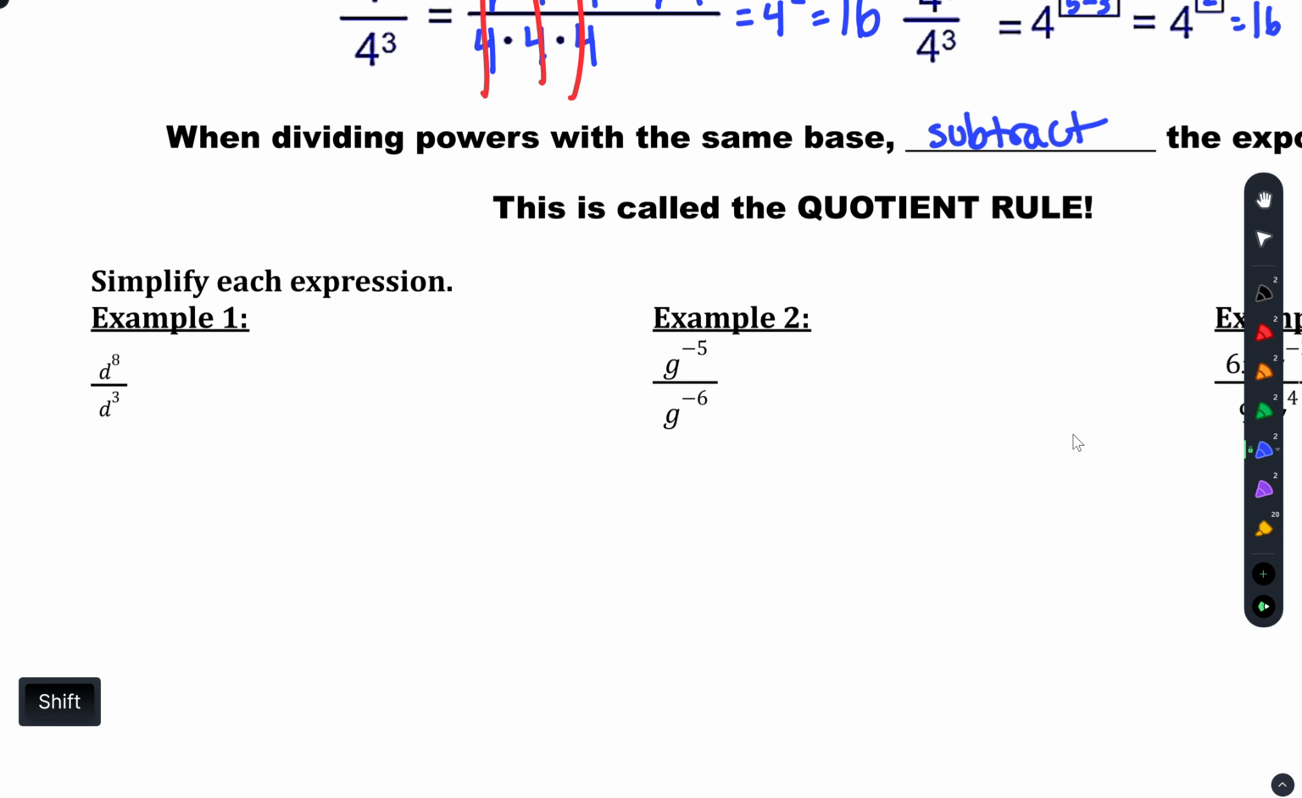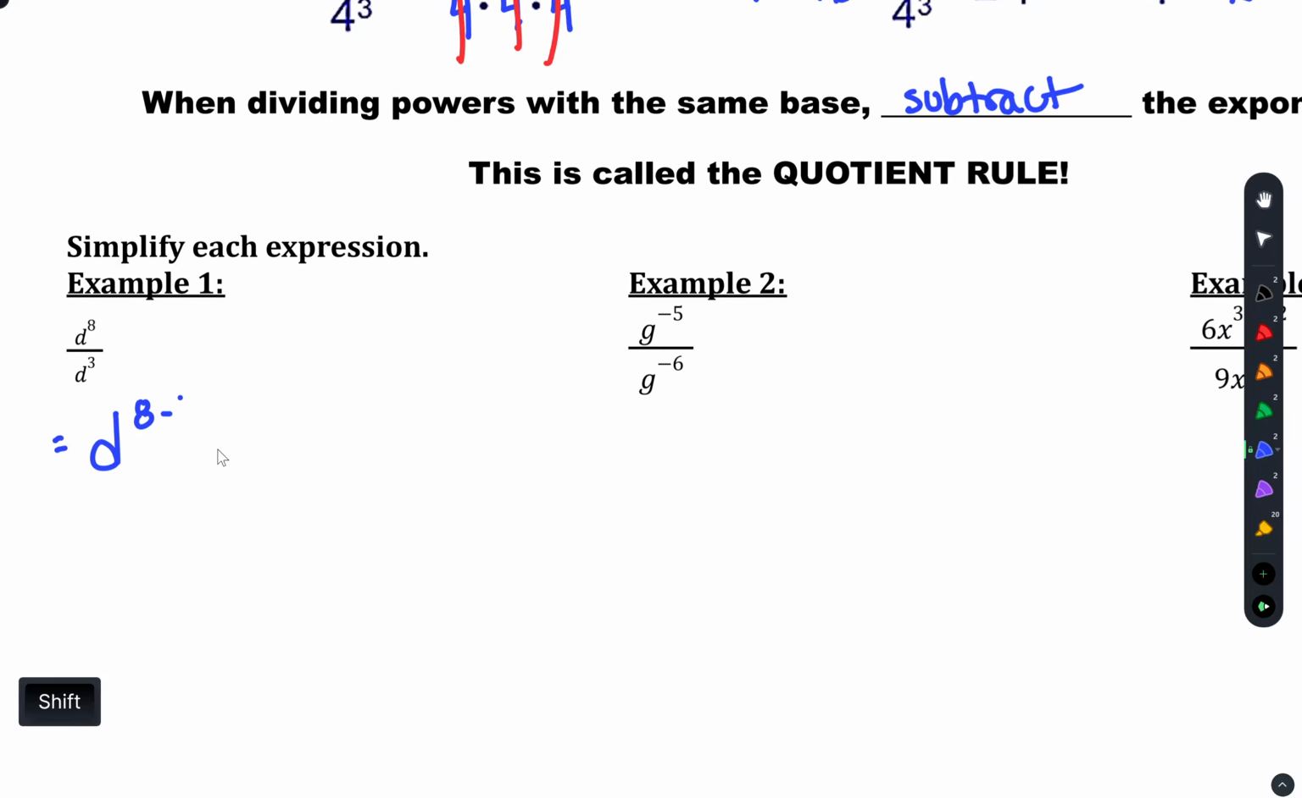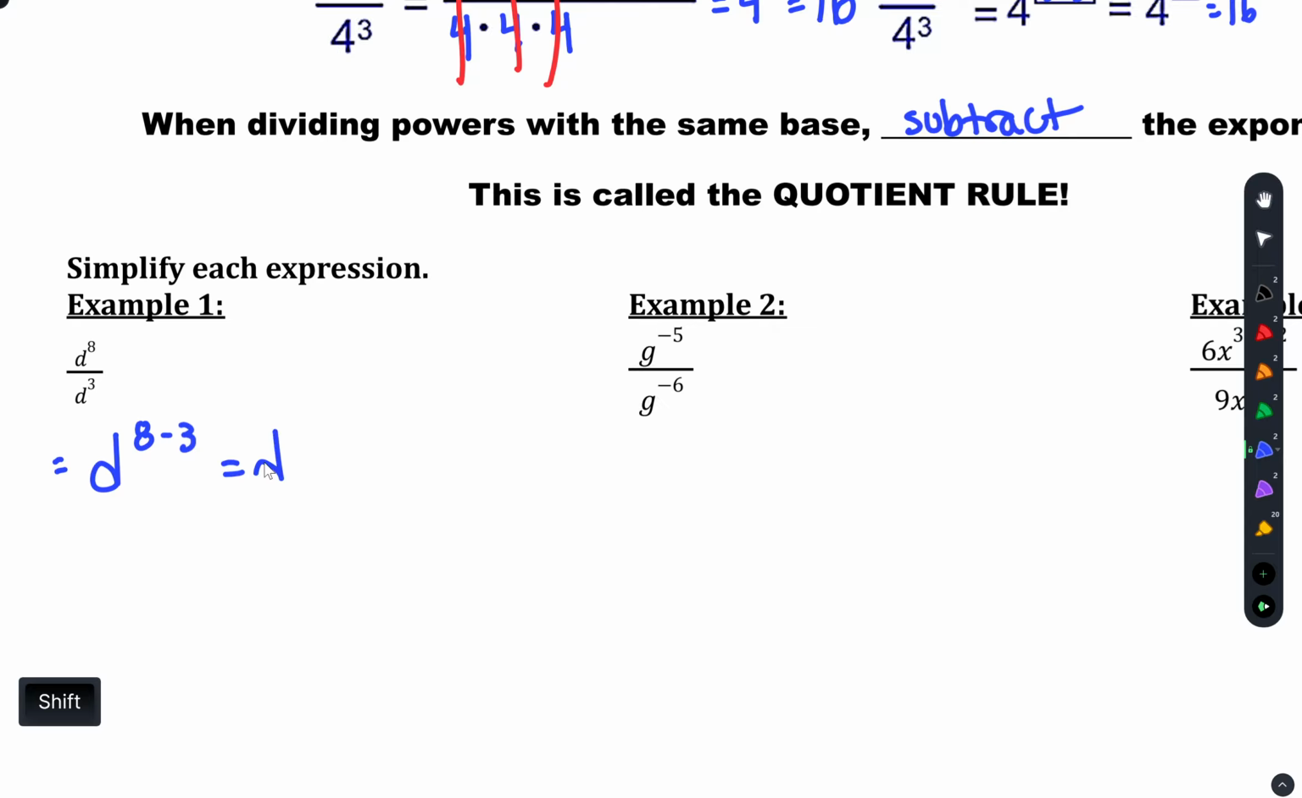So if I look at something like example 1, d to the 8th over d to the 3rd, what can I rewrite that as? D to the 8 minus 3, which is d to the 5th. Questions on that? Now, the tricky part is that we're going to have to work with negatives and stuff like this. We are always going to subtract the top minus the bottom, and everything will move up to the top.